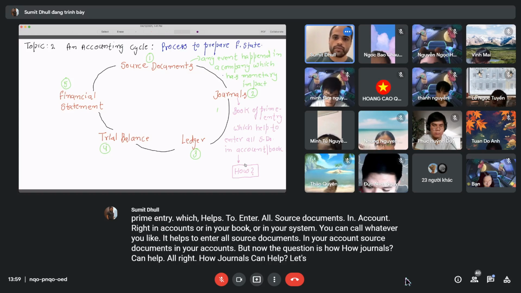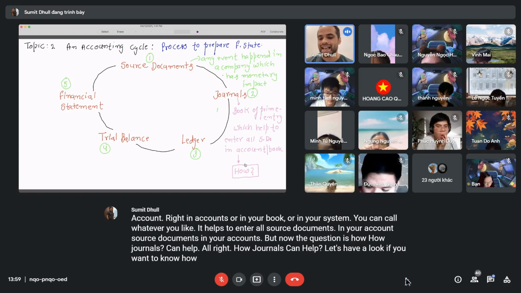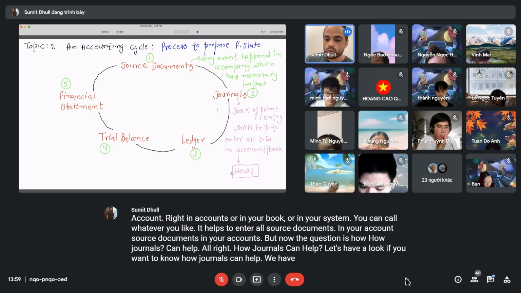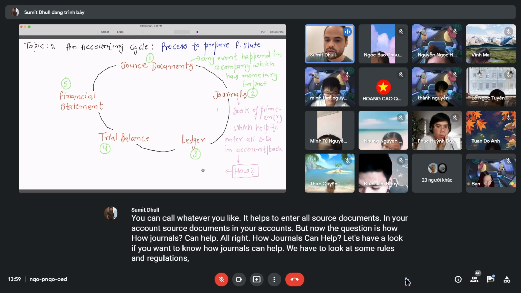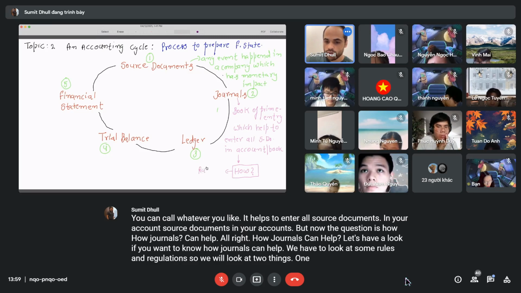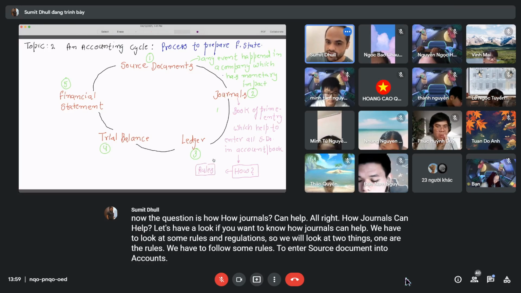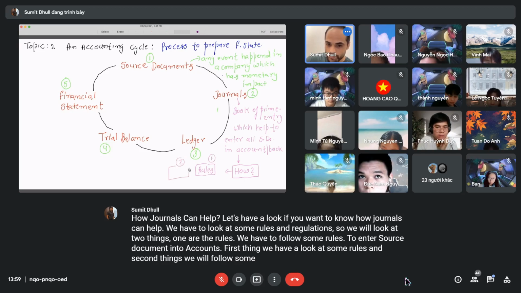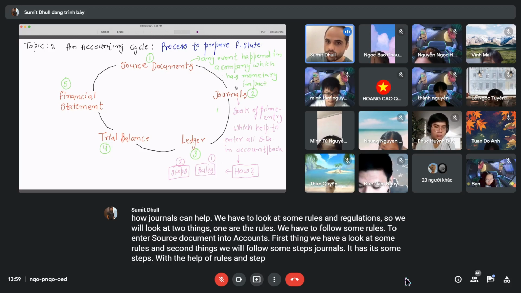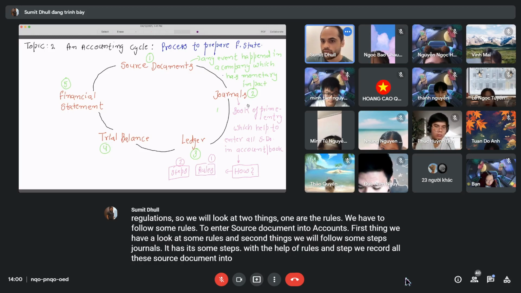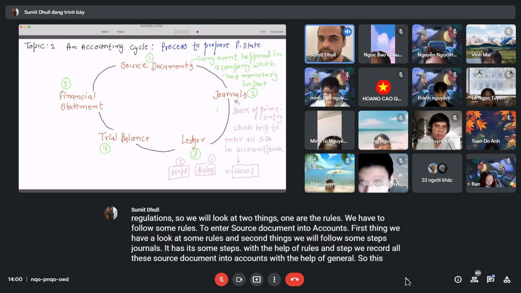Let's have a look. If you want to know how journals can help, we have to look at some rules and regulations. So we will look at two things. One is the rules. We have to follow some rules to enter source documents into accounts. The second is some steps. With the help of rules and steps, we record all the source documents into accounts with the help of journals. So this is called journals.